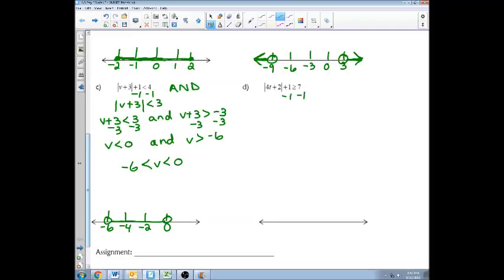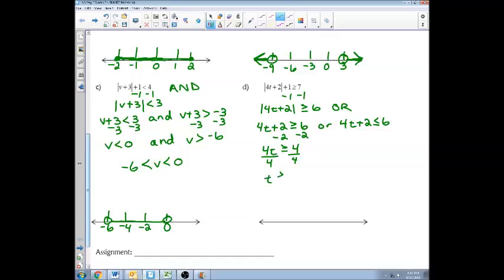Just like on C, I'm going to subtract 1 on D, so the absolute value of 4t plus 2 would be greater than or equal to 6. It is a greater than problem, so this will be an OR problem. 4t plus 2 is greater than or equal to 6, or 4t plus 2 is less than or equal to negative 6. From here I can subtract 2 from both sides, so 4t is greater than or equal to 4, divide by 4. T is greater than or equal to 1, or subtract 2, negative 8, divide by 4, t is less than or equal to negative 2.